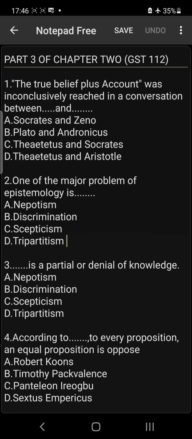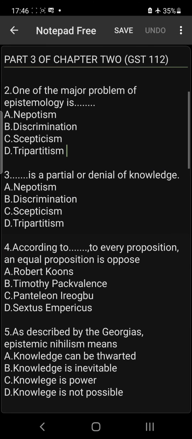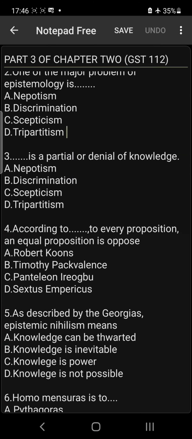Number 2, one of the major problems of epistemology is dash. Is it nepotism? Is it discrimination? Is it skepticism or tripartitism? Please, the answer is skepticism. Skepticism is a problem of epistemology, and of course we've established that epistemology is the study of the theory of knowledge. Number 3, dash is a partial or denial of knowledge. Skepticism is a denial or partial denial of knowledge. Take note of that.